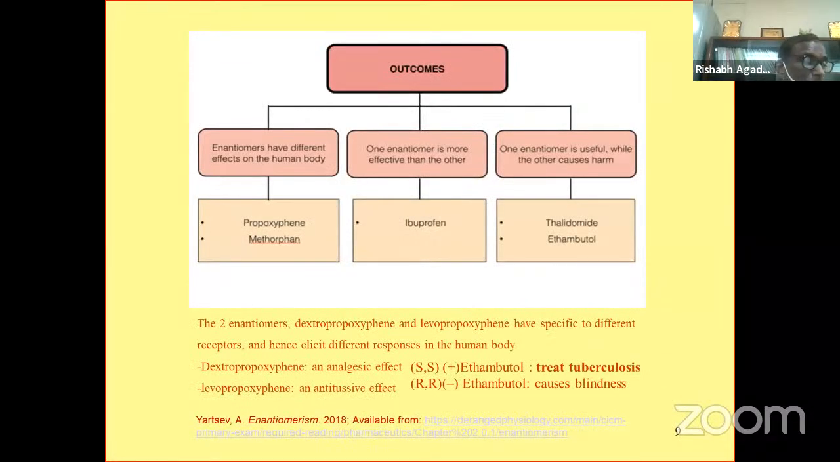Now, the outcome of this stereochemical trends in the stability testings would be that enantiomers have different effects on the human body. Examples are propoxyphene, methorphan, where one enantiomer is more effective than the other, ibuprofen you can have it. One enantiomer is useful while the other causes harm like thalidomide, ethambutol. So here the example that I have quoted is ethambutol. The SS configuration is used for treatment of tuberculosis, whereas RR ethambutol causes blindness. Just an example I have quoted.